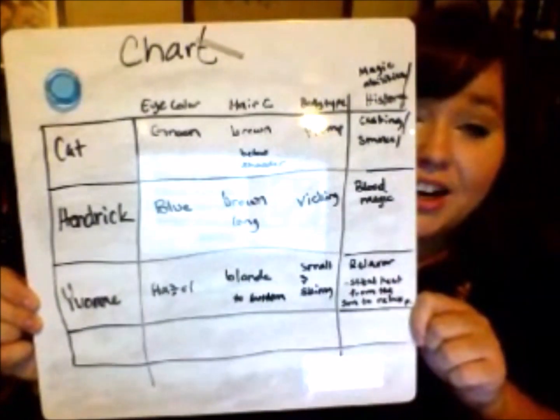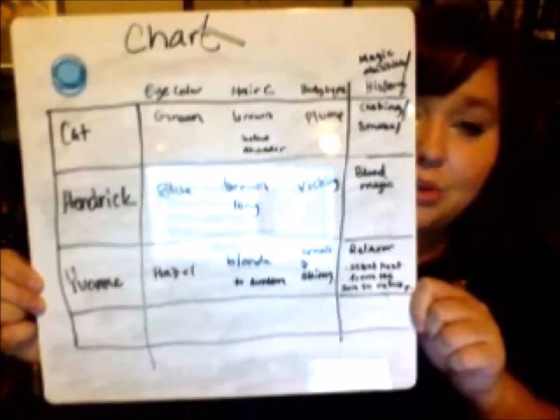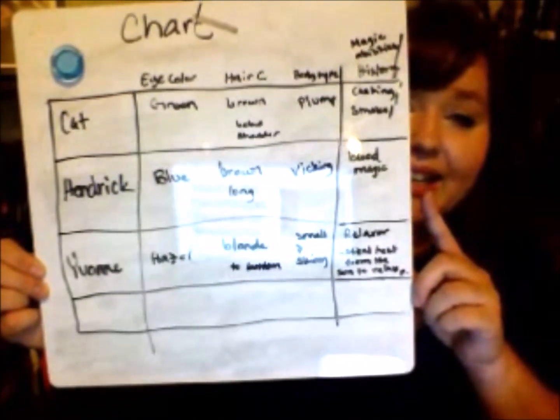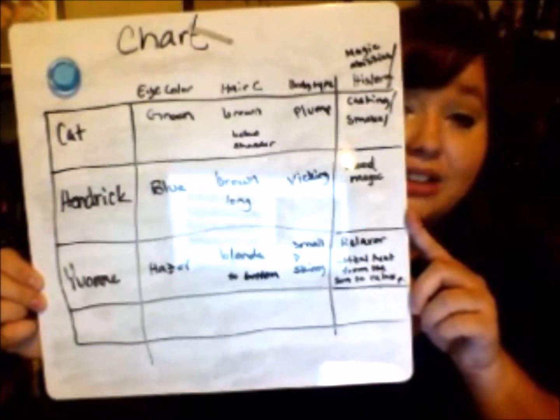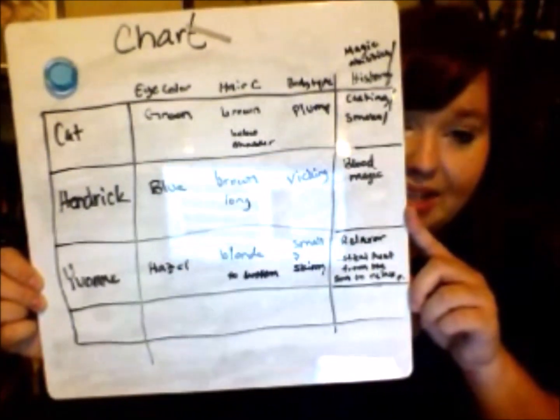You can even throw in there. This can be your character outline if this one's a little more organized and you like it better. So for Kat, she has green eyes. She has brown hair. It's not very long. It goes past her shoulders, and she is a more plump body type.